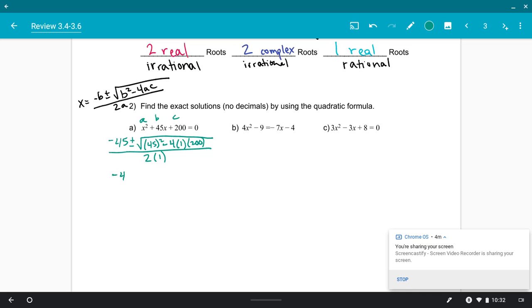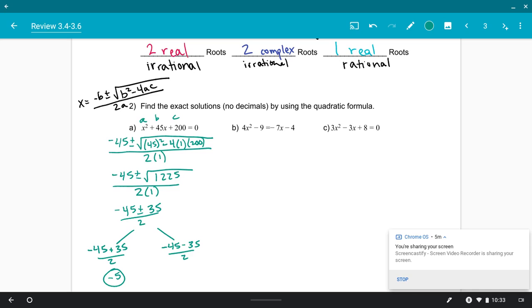So then this is negative 45 plus or minus. When you put this into a calculator, you get 1225 over 2 times 1. The square root of 1225 is actually a nice number. It's 35 over 2. So I'm going to split this. Negative 45 plus 35 divided by 2. Negative 45 minus 35 divided by 2. So when you do this first one, you get negative 10 over 2, which is negative 5. When you do this, you get negative 80 over 2, which is negative 40.